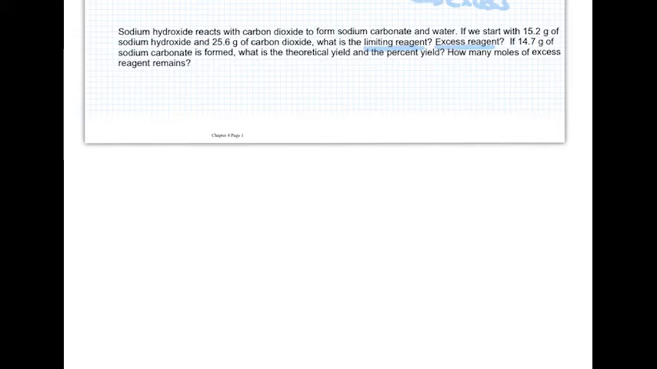If 14.7 grams of sodium carbonate is formed, what is the theoretical yield? And what is the percent yield? I haven't defined percent yield yet, but I will in a second. And then this last part is actually the hardest part. How many moles of excess reagent remains?